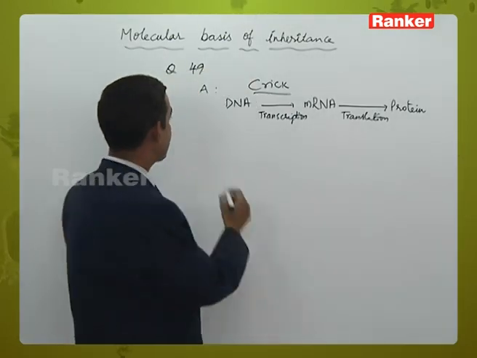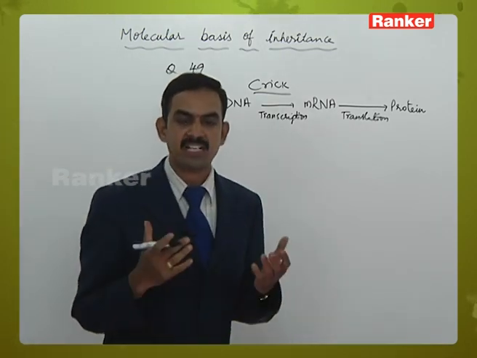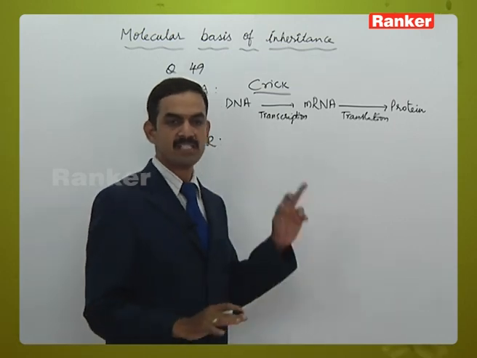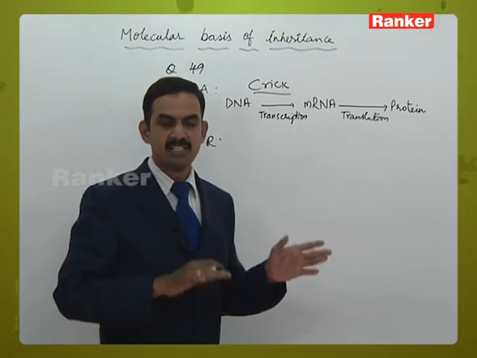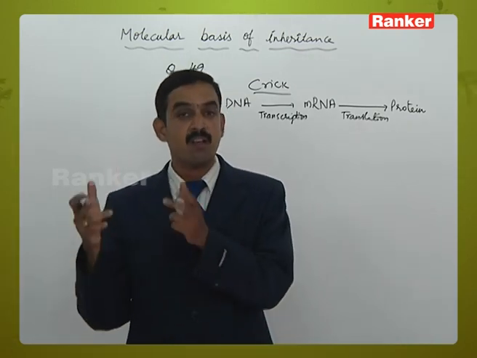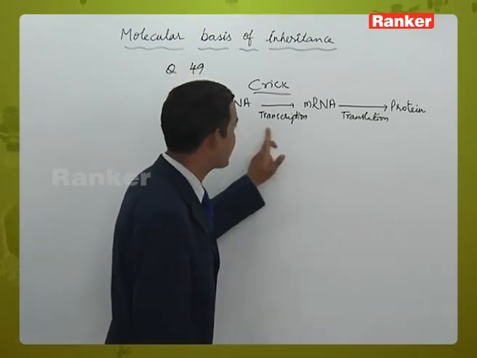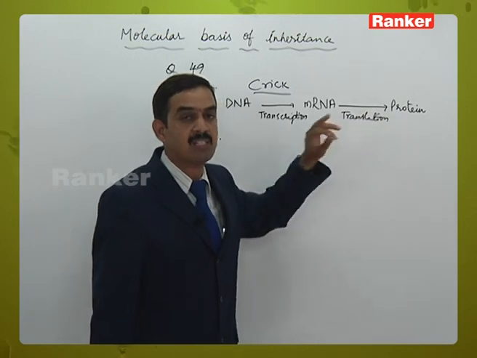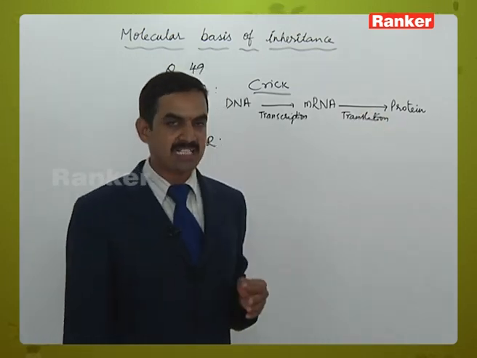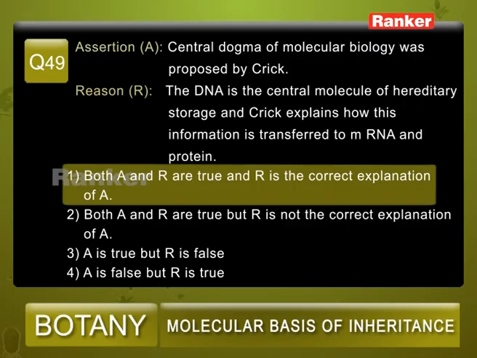Then let us come to the statement given in the reason. We know that the central molecule of hereditary storage in any living organism is the DNA molecule, and the information present in the DNA molecule is transferred to mRNA, which helps in the synthesis of protein molecule. That is the central dogma of molecular biology that was proposed by Crick. So both the statements A and R are correct, and R is the correct explanation of A. Question number 49, the correct answer is 1.